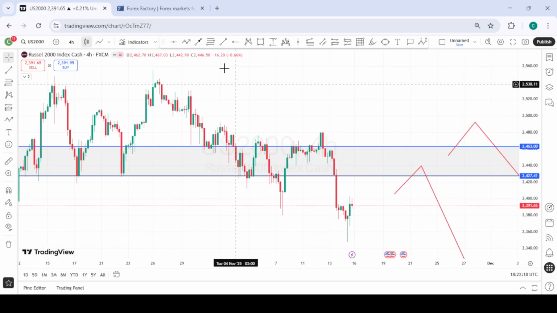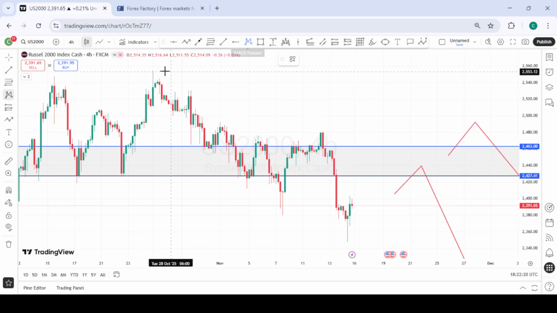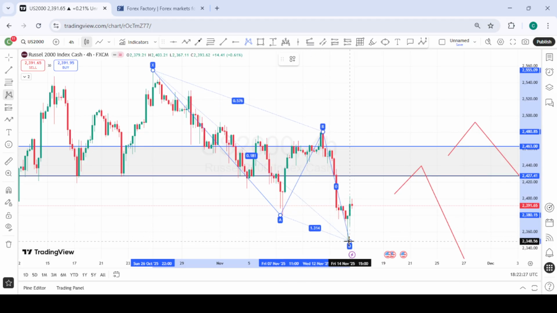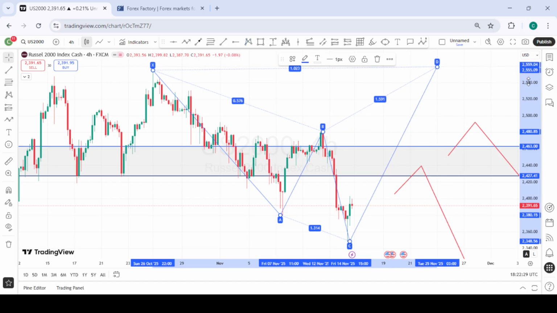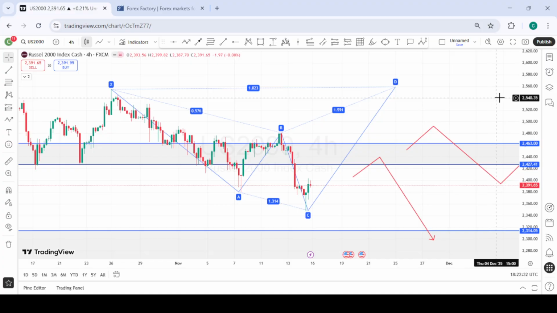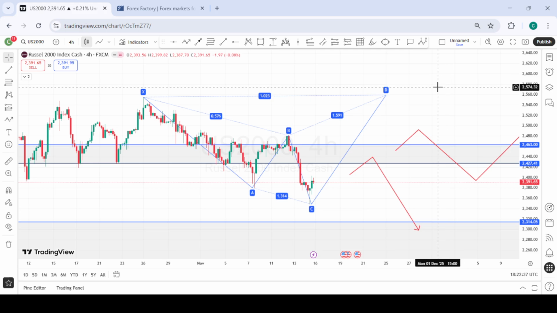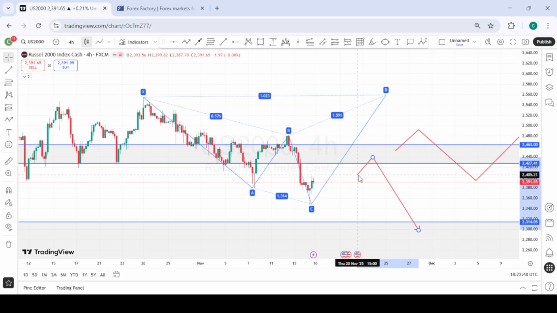So we actually had the structural shift. So this is the harmonic pattern, this is the X, this is the A leg, this is the B leg. So this could possibly be the C leg and continue to the upside to give us a possible Cypher or Shark pattern for the Russell 2000. So let's see how price reacts from this zone. If price breaks above, we'll be looking for the bullish side. If price retests this zone and continues selling, we'll be looking out for the sell side for Russell 2000.